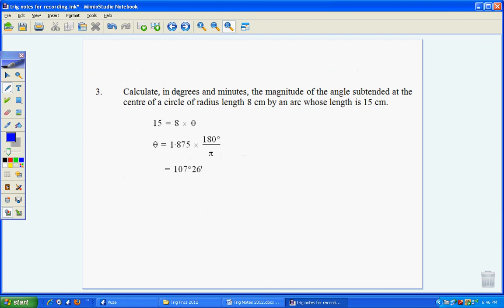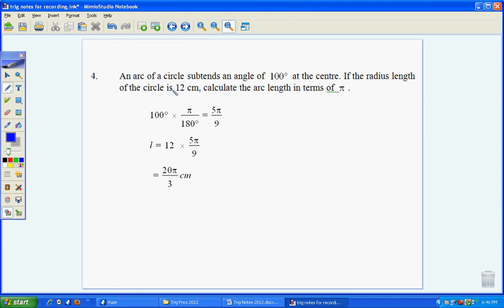So the next one, we're calculating degrees and minutes, the magnitude of an angle subtended by the centre of the circle. This time we've got to work out the angle. So we're given the length, radius is 8 and the arc is 15. If you apply that, we get that theta would be equal to 15 on 8 or 1.875. But it wants us to give our magnitude of the angle in degrees and minutes. So we need to convert it back to degrees from the radians we've got, and then get 107 degrees and 26 minutes when we do that conversion, just using the calculator.